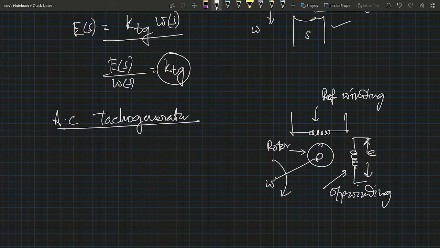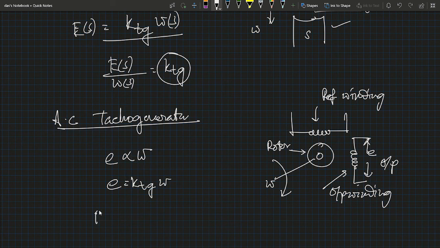So now the tachogenerator is coupled to the shaft whose speed is to be measured, and the reference winding is supplied by a reference voltage. The output voltage E is induced across the output winding. Here also E is proportional to omega, so E equals K_Tg omega, as we saw in the DC tachogenerator.